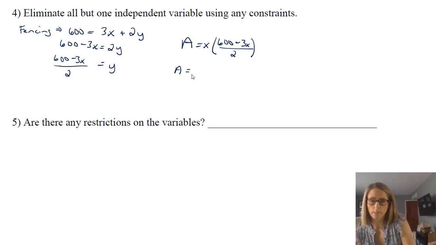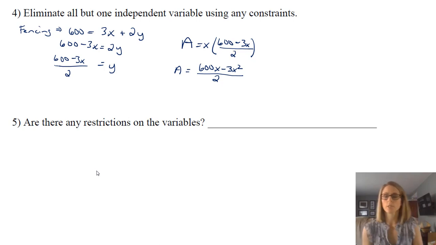I'll be doing something with this in a step in the future here soon. This can be written a couple different ways, but this is basically 600x minus 3x squared divided by 2.